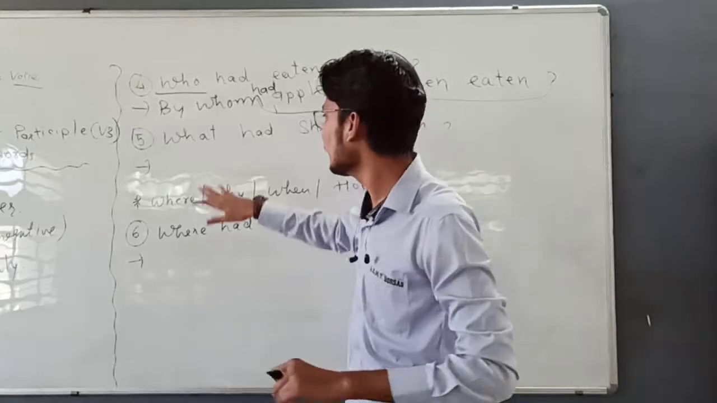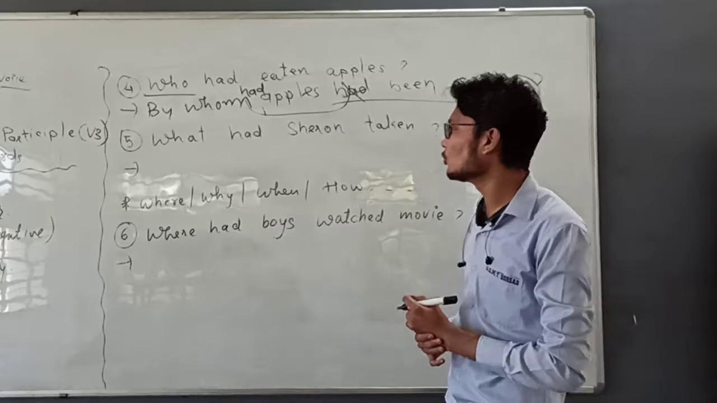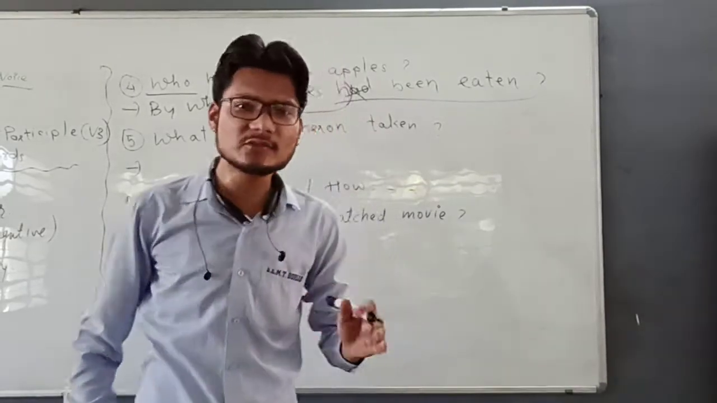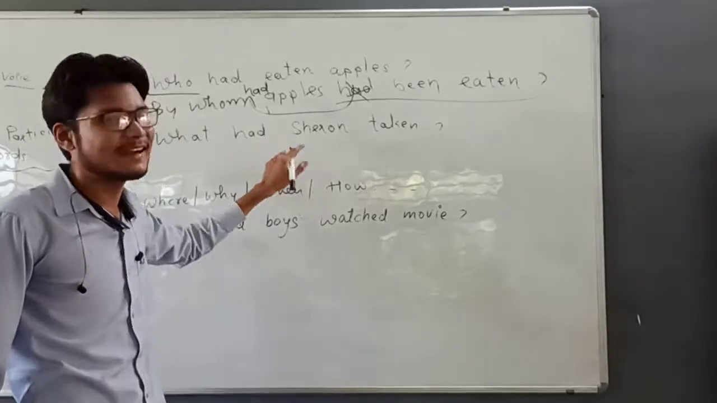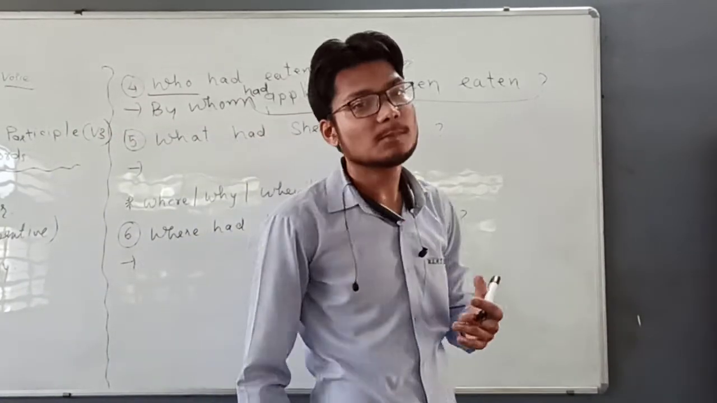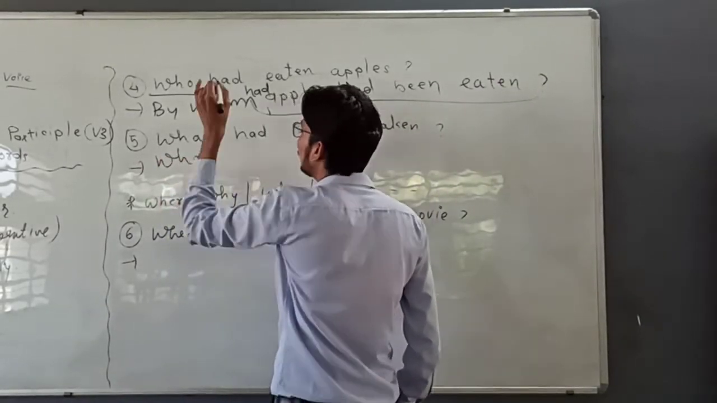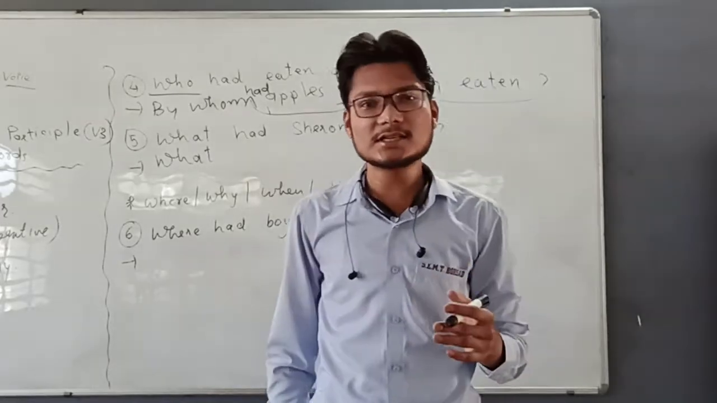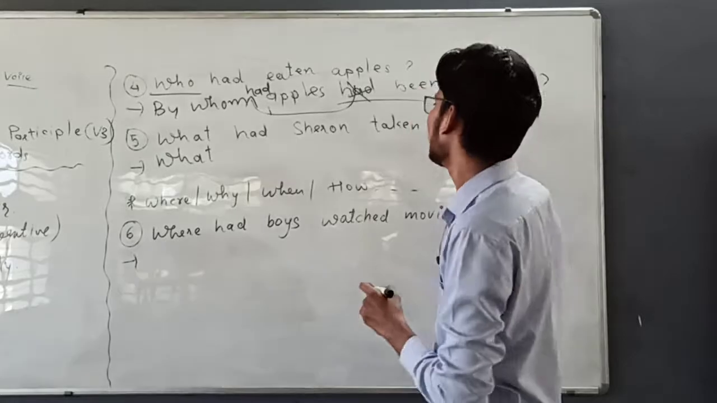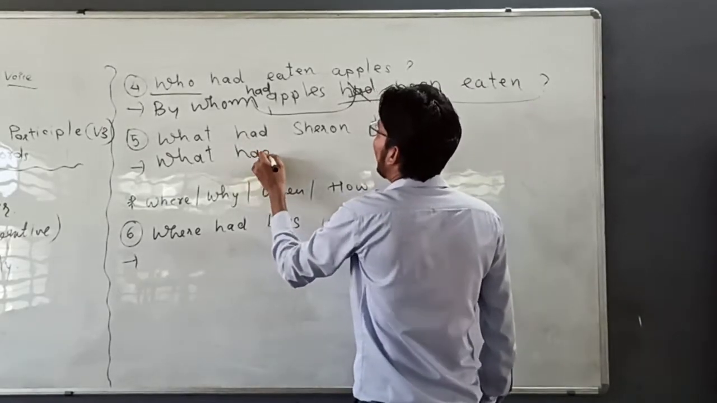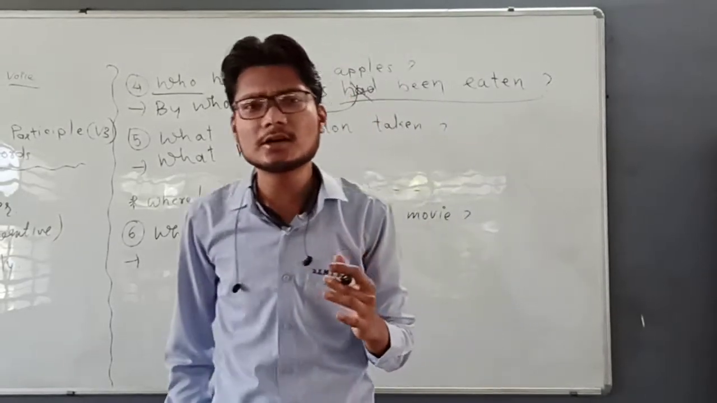Okay, now let us move ahead with "what". If your question is starting from "what", at that time what do you have to do? If a "what" question is given to you, here also the procedure is the same. Subject, verb, object you have to find out. But in the very beginning, put "what" itself. Then "had", what had.